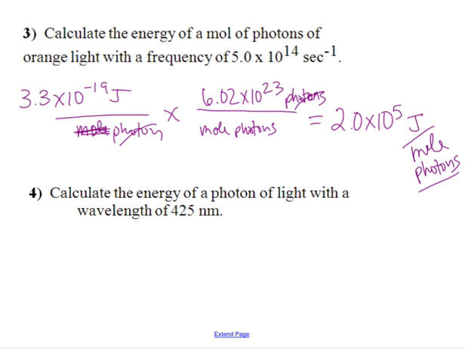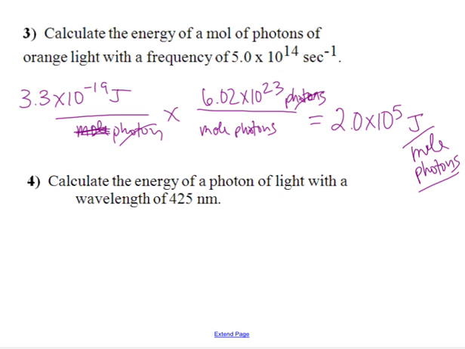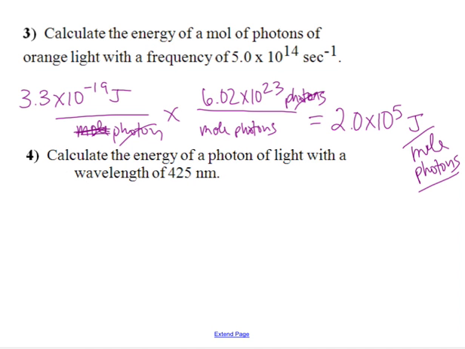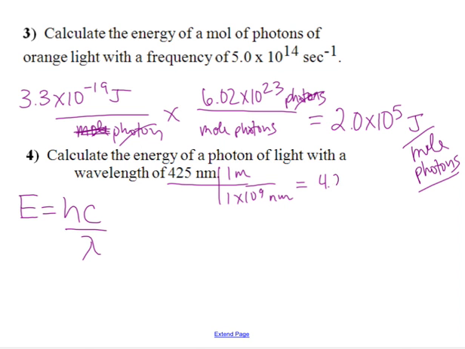Okay? All right. Calculate the energy of a photon of light with a wavelength of 425 nanometers. Now what equation do we want to use? The combined equation. E equals hc over lambda. I see a problem. Do you see a problem? Nanometers, let's convert that. For every 1 meter, I have 1 times 10 to the 9th nanometers. So I get 4.25 times, is it negative 7?